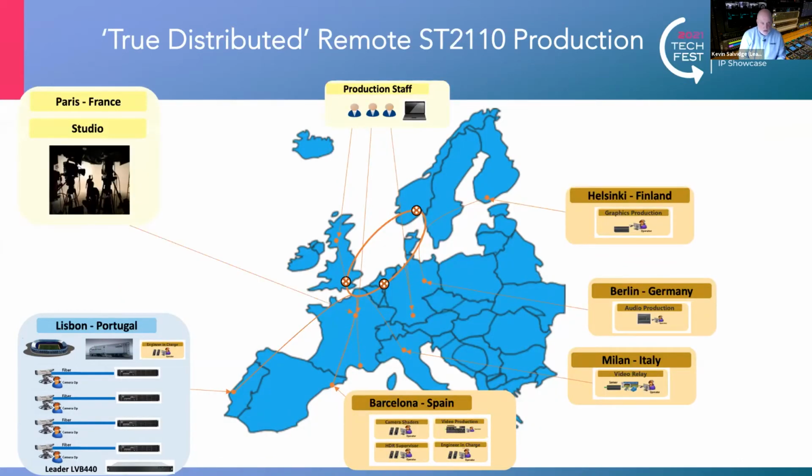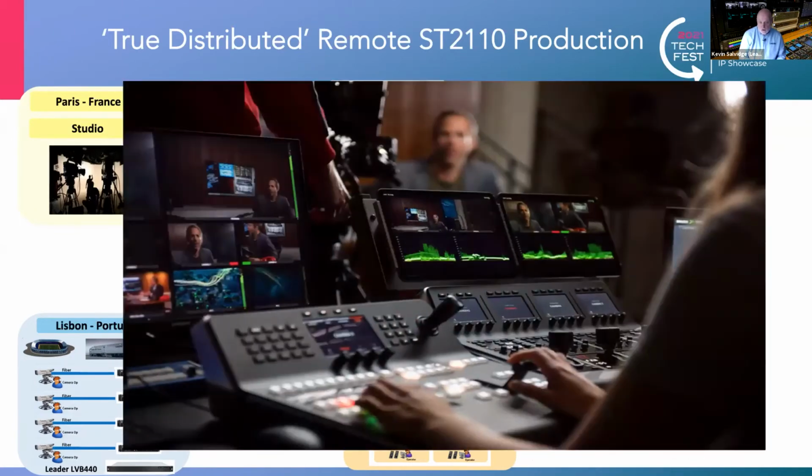You can have the studio, say it's in Paris. And now we're using a 440 with the widgets to rack those cameras and monitor the program and preview output in that studio.